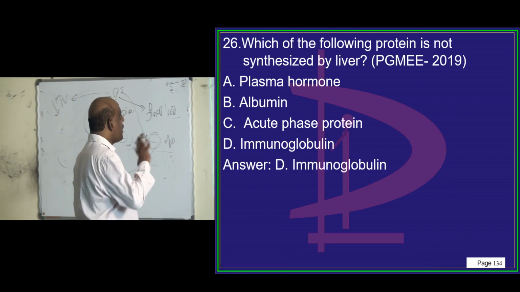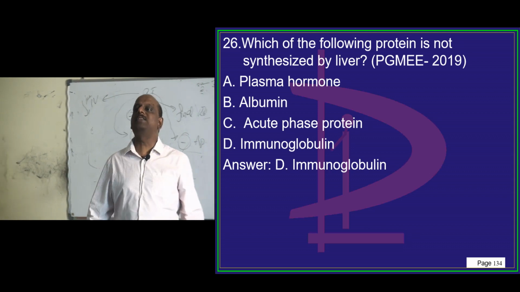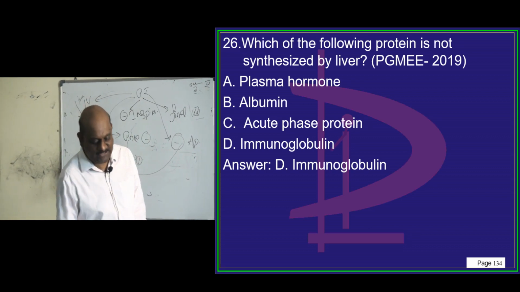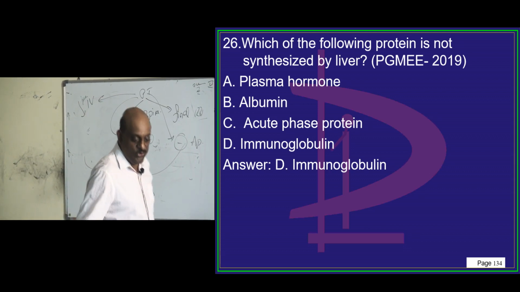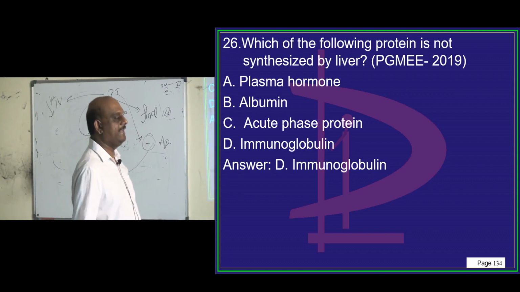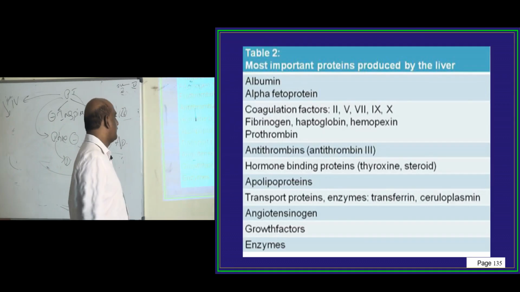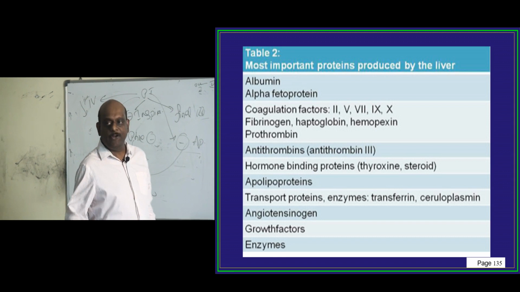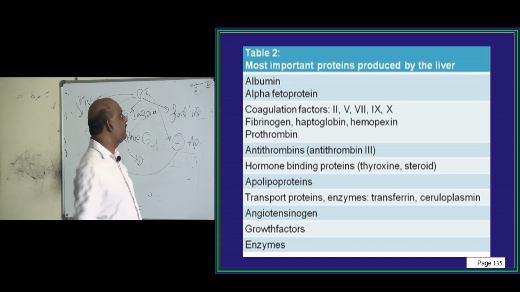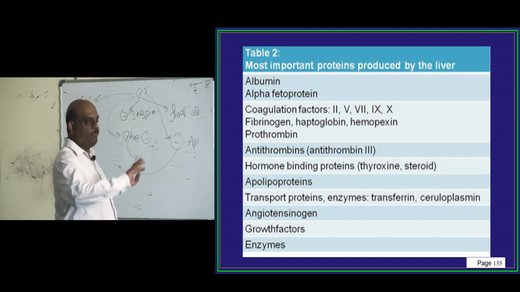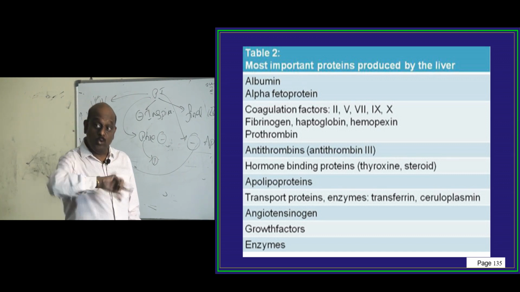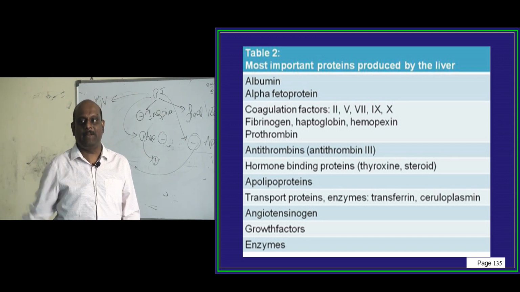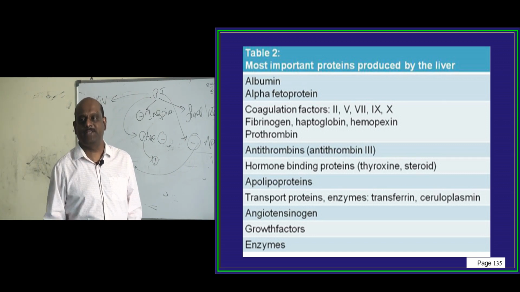Which protein is not produced by the liver? Common sense. Even an 8th class child will say that immunoglobulin is the job of the plasma cell, not the liver. So albumin, alpha fetoprotein, and among the coagulation factors 2, 5, 7, 9, 10. Out of them 2, 7, 9, 10 are vitamin K dependent. 2, 5, 7, 9, 10 are produced in the liver.